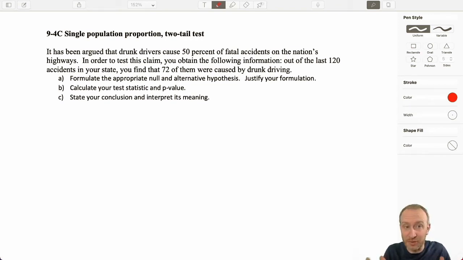Here we are now doing another example of a single population proportion, or a test on a single population proportion. Once again, I want to remind people that the process of hypothesis testing here is very, very similar from the very beginning of module 9 all the way through until we get into module 14. You're going to see a lot of similarities.